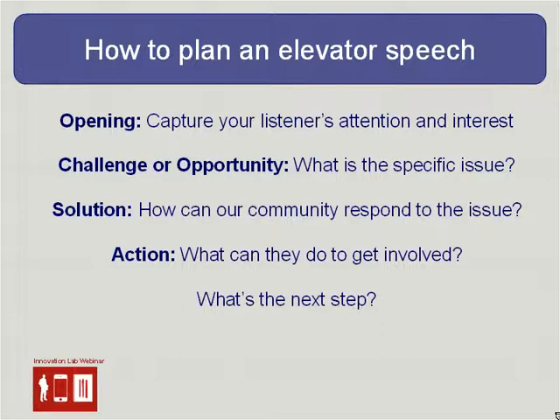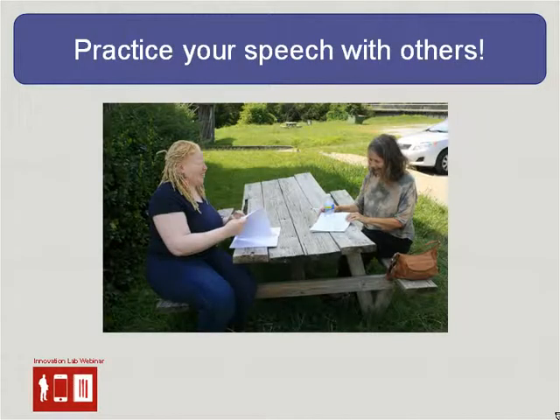And then, you want to follow up with the solution. What is your program doing that's responding to this issue? What's your organization doing? How is the community responding? And then, why is this relevant to this person? What are they going to do with this information? How can they get involved? What's the next step? So, it's really good to write out the key points to these four parts. And then once you have those written out, you could start crafting your elevator speech.